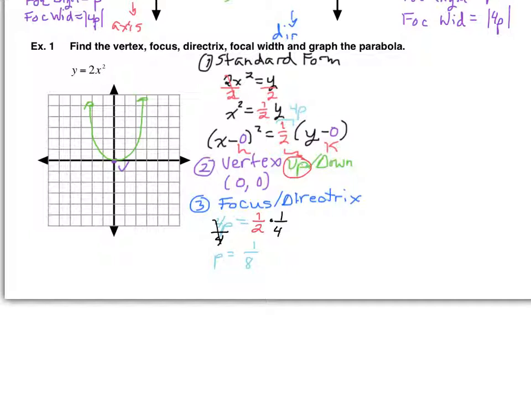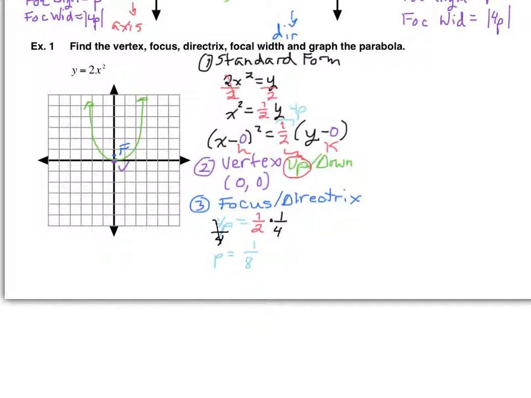Ooh, that's a toughie, because 1/8 is just a smidgey, a real technical word, a smidgey above or below the vertex, right? So I'm just going to plot a little bit above and then a little bit below. So is my focus going to be above or below? Above. So let's plot the focus first. Really tough for me to plot on this one. Well, close enough for government work. There's your focus.